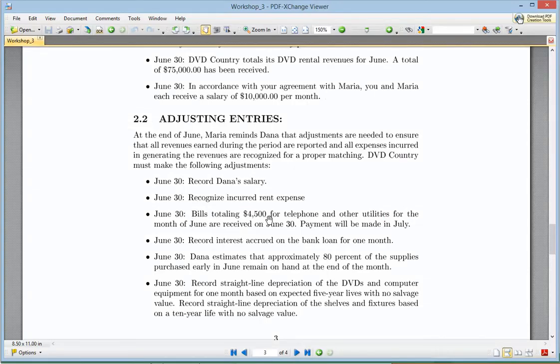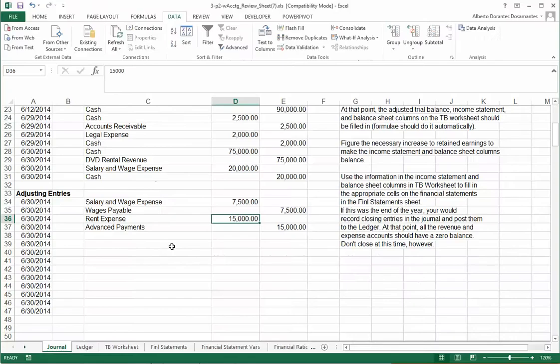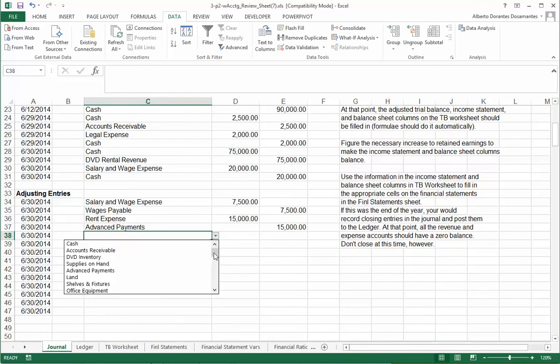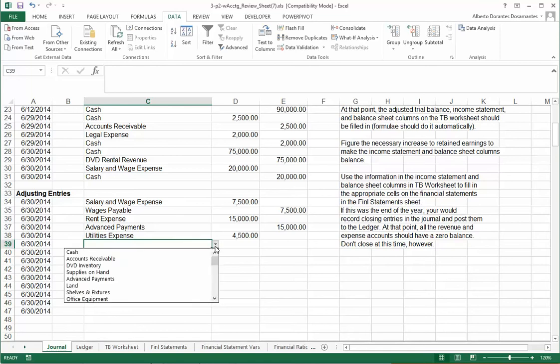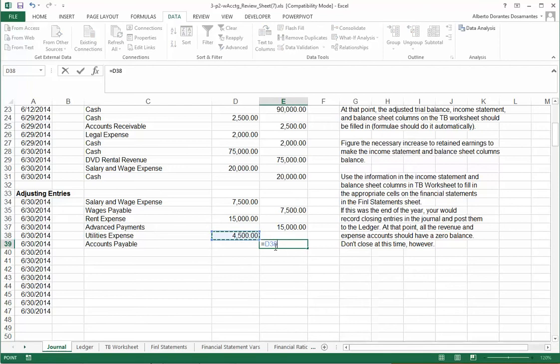It says bills totaling 4,500 for telephone and other utilities for the month of June are received on June the 30th. Payment will be made in July. Right here we have to recognize that expense, that is utility expense, and we search for that. Utility expense is here. That is for 4,500. We debit that account, and since we are not paying that with cash, we select accounts payable, because we will pay that later. Accounts payable for the same amount.